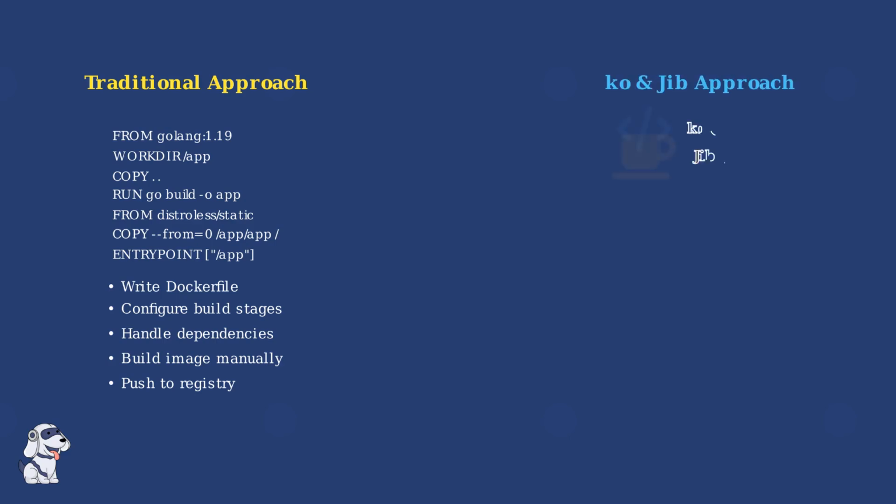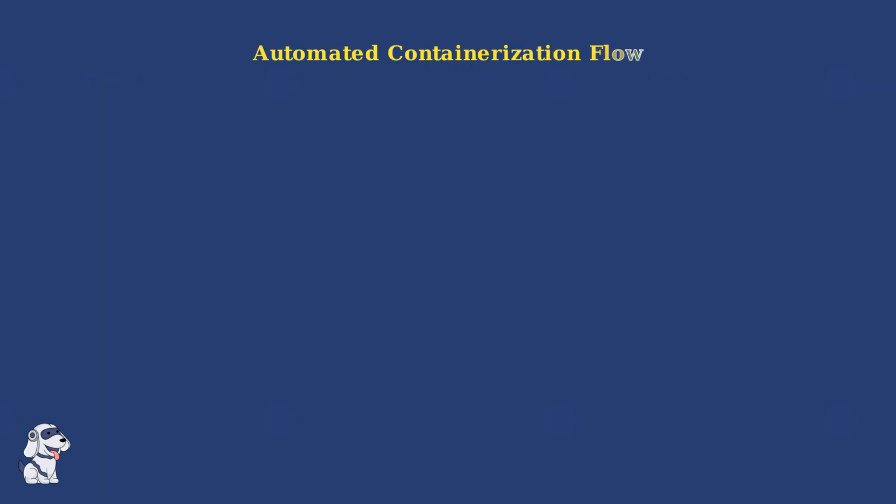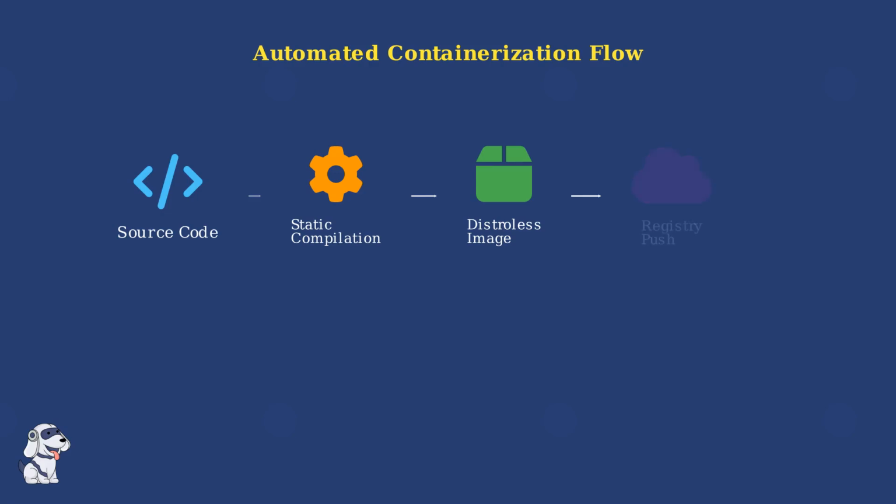In contrast, ko for Go applications and Jib for Java applications provide a single command solution. ko build and Maven Jib build handle everything automatically, no Dockerfile required. Here's how these tools streamline the process. They take your source code, perform static compilation to create a single binary, package it in a minimal distroless image, and automatically push it to your container registry.